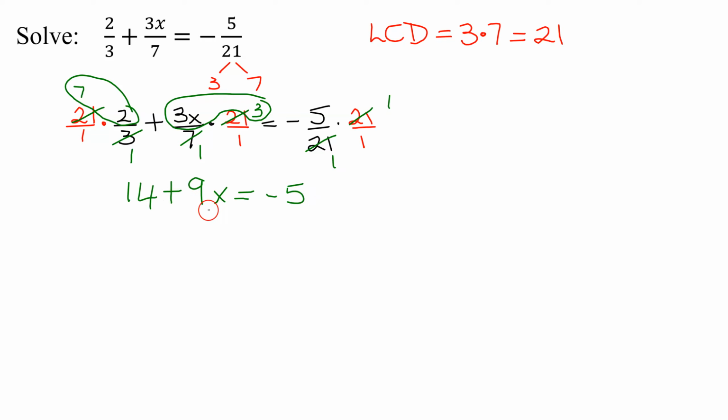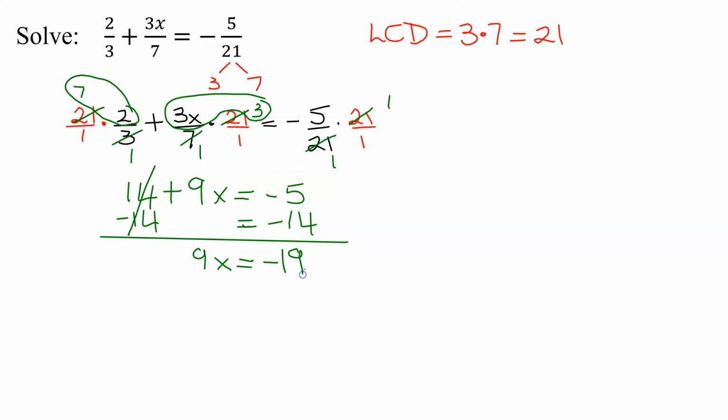I only have one x term, so I'm going to leave it on the left. I'm going to move my constants to the right. So since I have plus 14 on the left, I'm going to subtract 14 from both sides. Because 14 minus 14 is 0, so on the left I just get 9x equals -5 added to a -14 is a -19. Adding integers with the same sign, you keep the sign and add 14 plus 5 is 19.